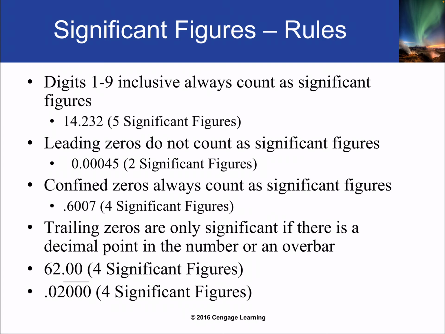Then we're told that trailing zeros are only significant if there's an overbar or a decimal point in the number. Well, our first example shows us a decimal point, so therefore we have 4 significant figures. The second example shows us that we have an overbar. See that little line on top of the last 3 zeros? That's what's called an overbar. So in that case, we have 4 significant figures, because remember the 0 in front of the 2 is a leading 0, and that would not be significant.